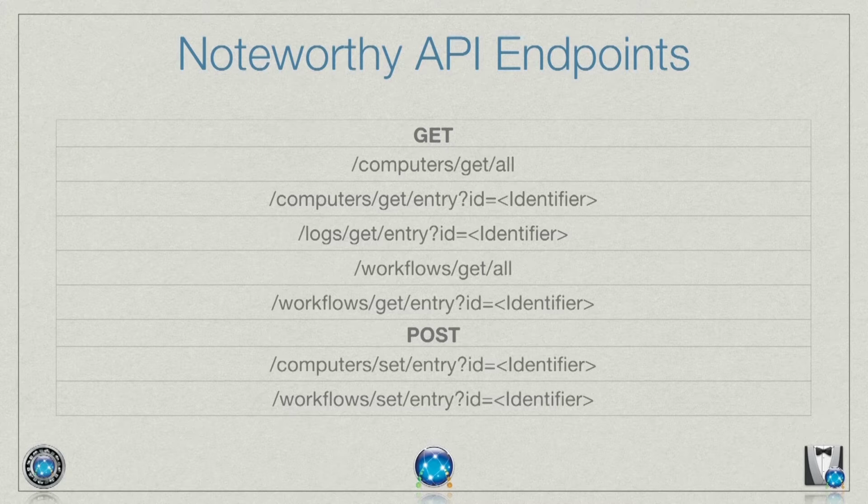I'm not going to go through each one, but you get an idea: if you give it an identifier, you're looking for that specific item in your DeployStudio database. If you're getting all, obviously you're getting a large dump of whatever it is, be it a computer or a workflow object. And then post is similar. You can set information on an entry in your database by giving it the ID in the database, which typically is just a UUID within DeployStudio.